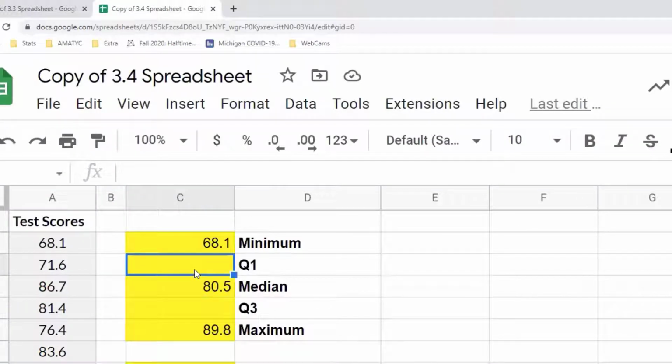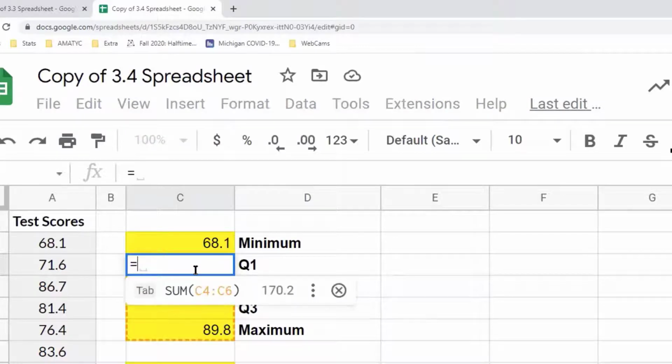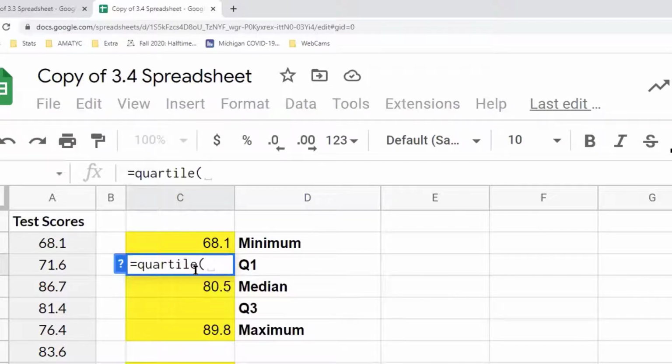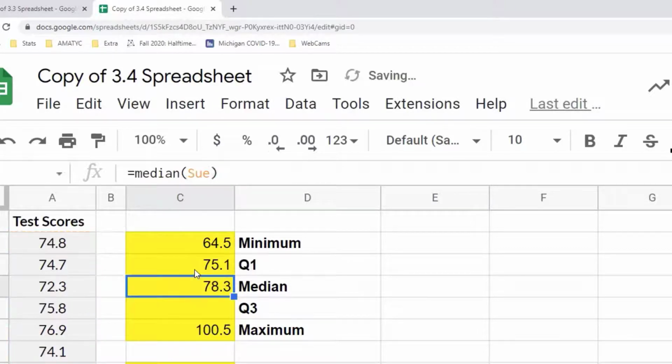This is QUARTILE. This is finding the quartile. So we're going to say equals, and guess what the formula for quartile is? Yeah, you guessed it. It's QUARTILE. Now you have to have two inputs when you do the formula for quartile. First is your data set, and that's pretty easy. The data set is Sue, right? Then you enter a comma and tell the formula what quartile you're looking for. Is it Q1? Is it Q3? We're looking for Q1. So we'll type a 1 and then an end parenthesis.